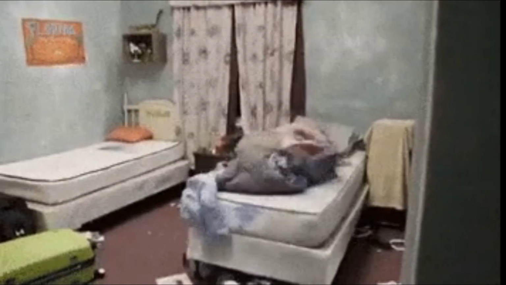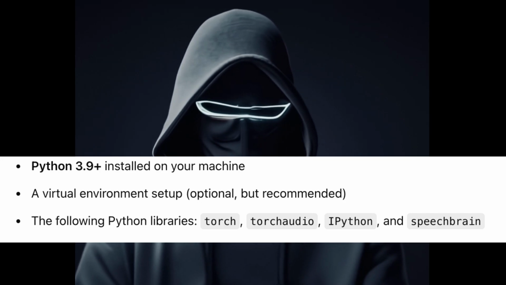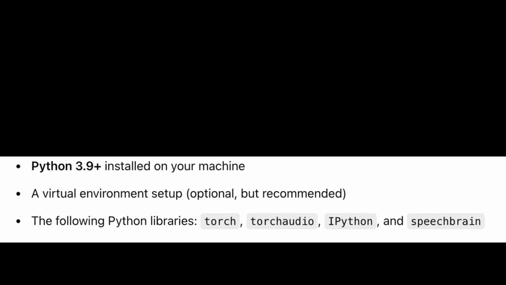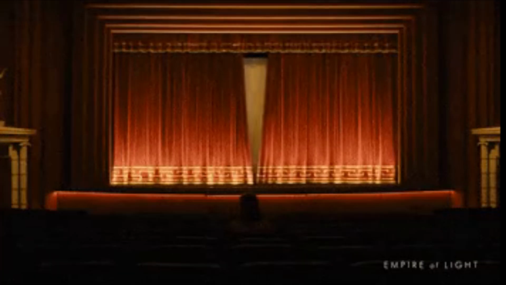Before we jump in, here's what you need. Python 3.9 or later installed on your machine. Virtual environment setup optional but recommended. The following Python libraries: TorchAudio, IPython, and SpeechBrain, and of course Curious Mind Ray to explore AI.